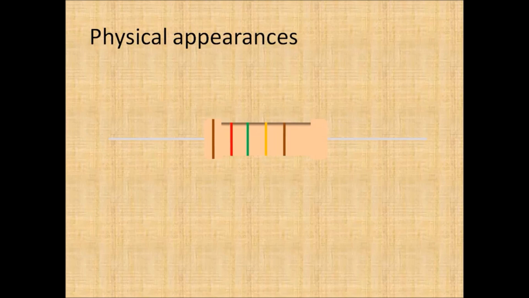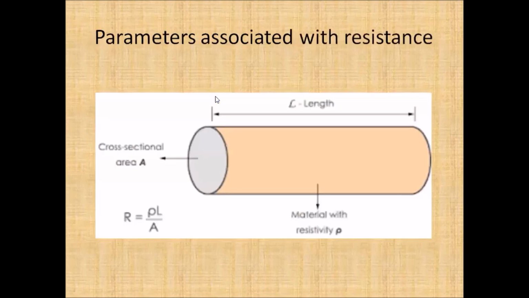As we are using these resistances as fixed value resistors, this is how a carbon film resistance looks like.